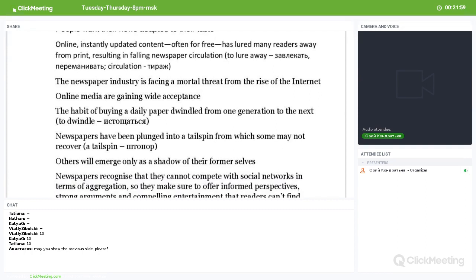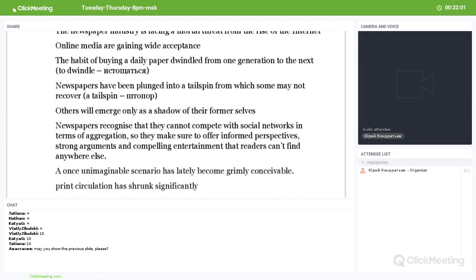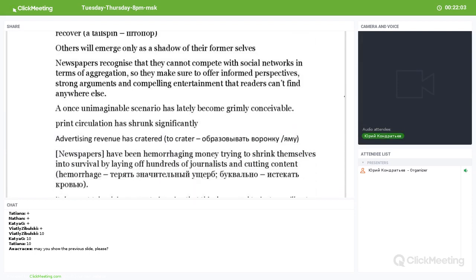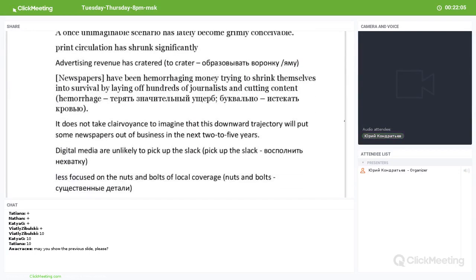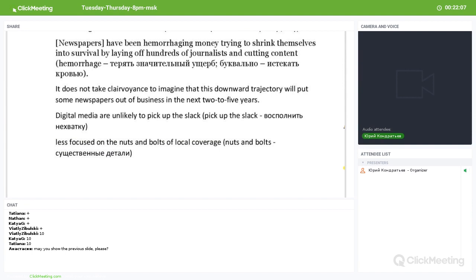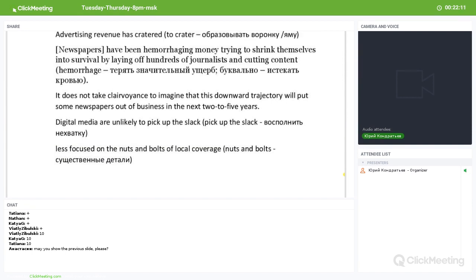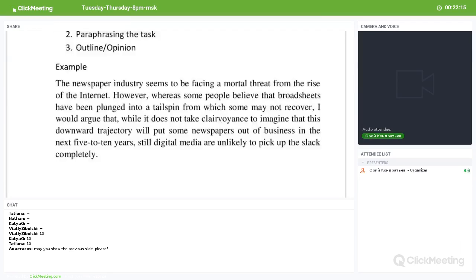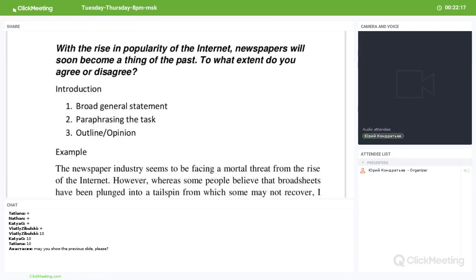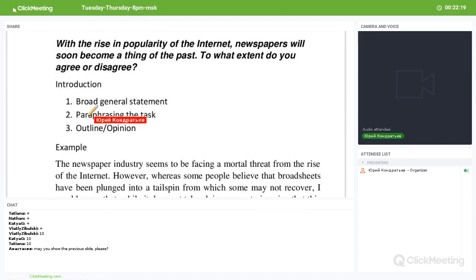So this is the possible structure of your essay that you can use. All right. So an essay consists of the introduction, main body paragraph 1, main body paragraph 2, and a conclusion. So let's start with the introduction. So introduction normally consists of 3 sentences, or there can be 2.